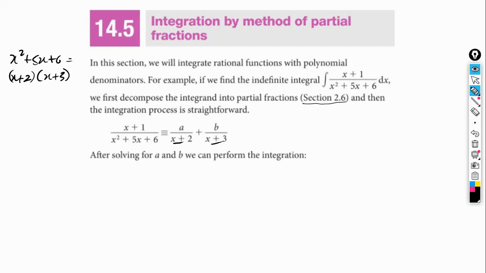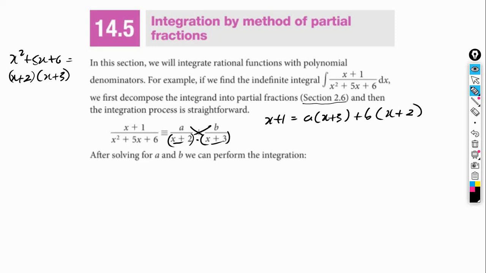Well, normally, because these two are equal, we would have to multiply this times this to get the denominator. And then to get the numerator, we would have to cross multiply. So that implies that x plus 1 should equal a times x plus 3 plus b times x plus 2.